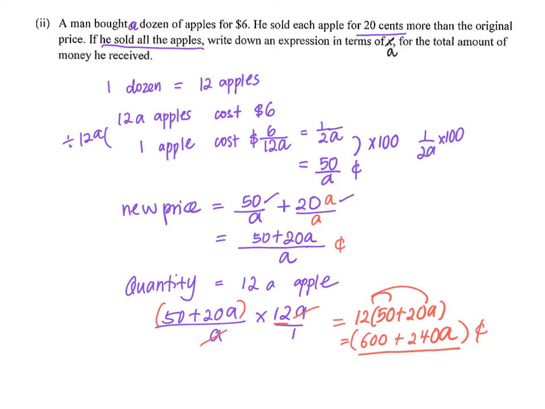Okay? Did they tell me it must be in dollar or in cents? They never say, right? So I can leave this as the answer. But I must remember to put the unit. If they want in dollar, then I need to do one more step. What do I need to do? Divide by 100. So 600 divided by 100, then 240 divided by 100. Then get your answer. Is that okay?